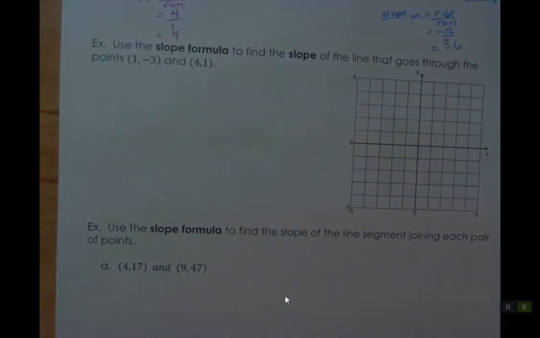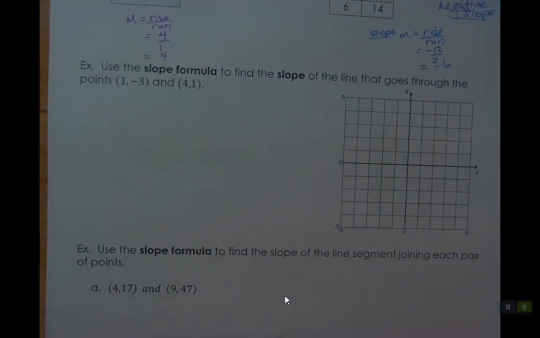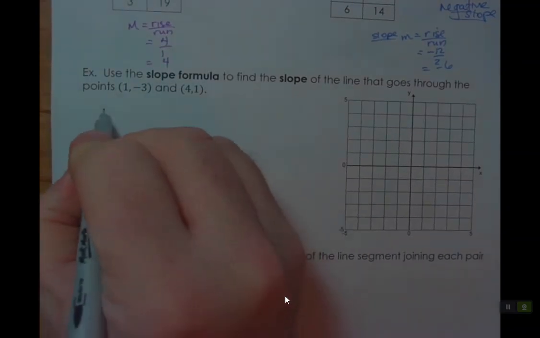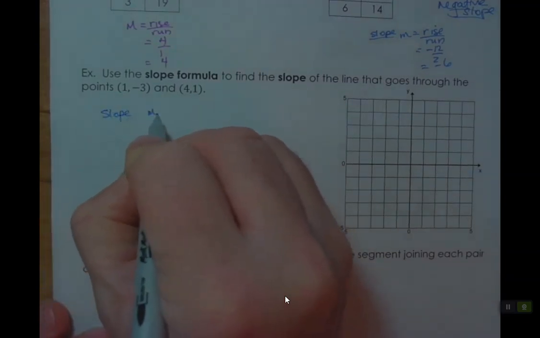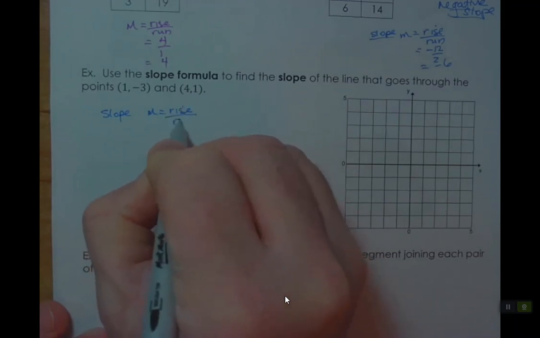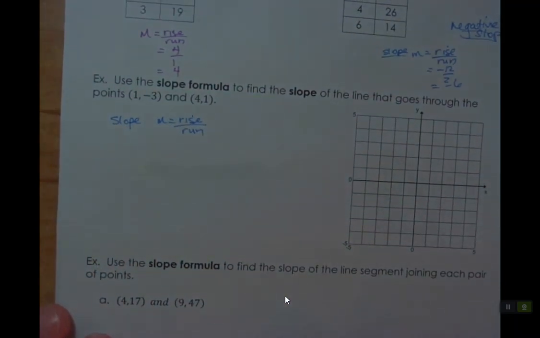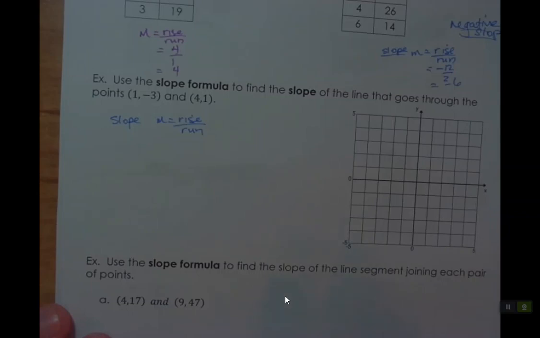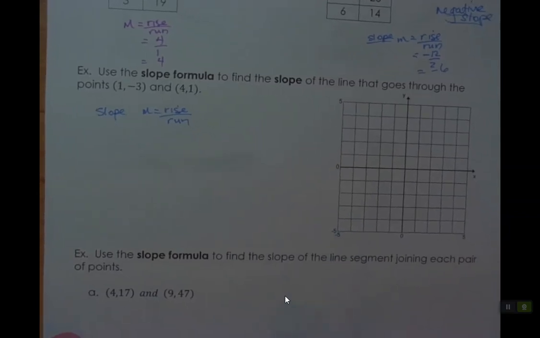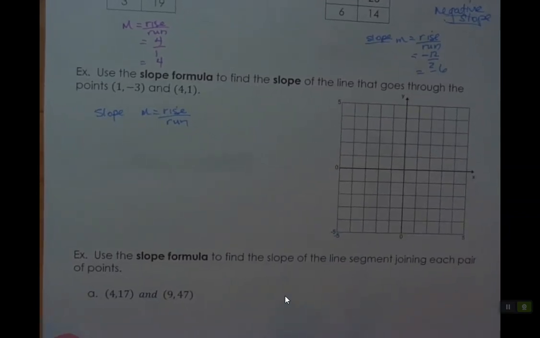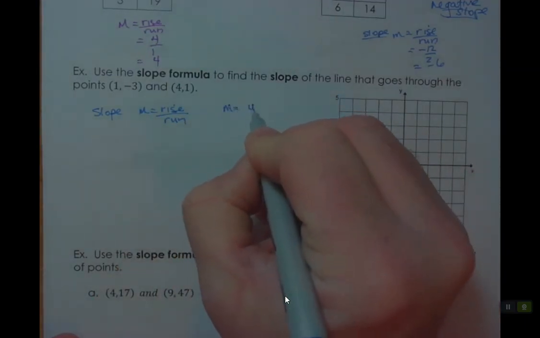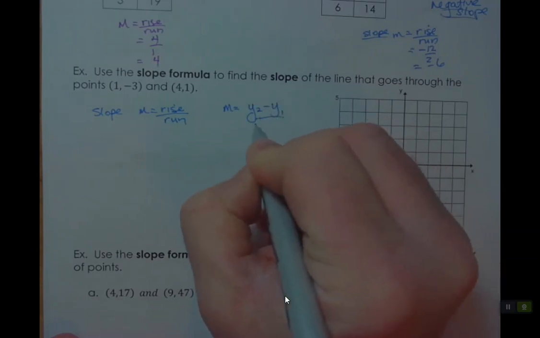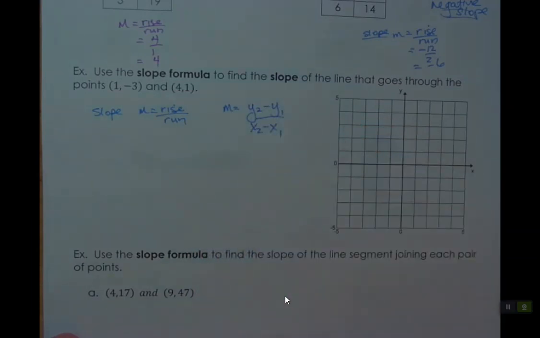All right. Sometimes the points are not nice. It says use the slope formula. Well, the slope formula says rise over run. And there's another formula that I'm going to introduce to you because you may see it in grade 10, grade 11, or grade 12. What it is, is y2 minus y1 over x2 minus x1.